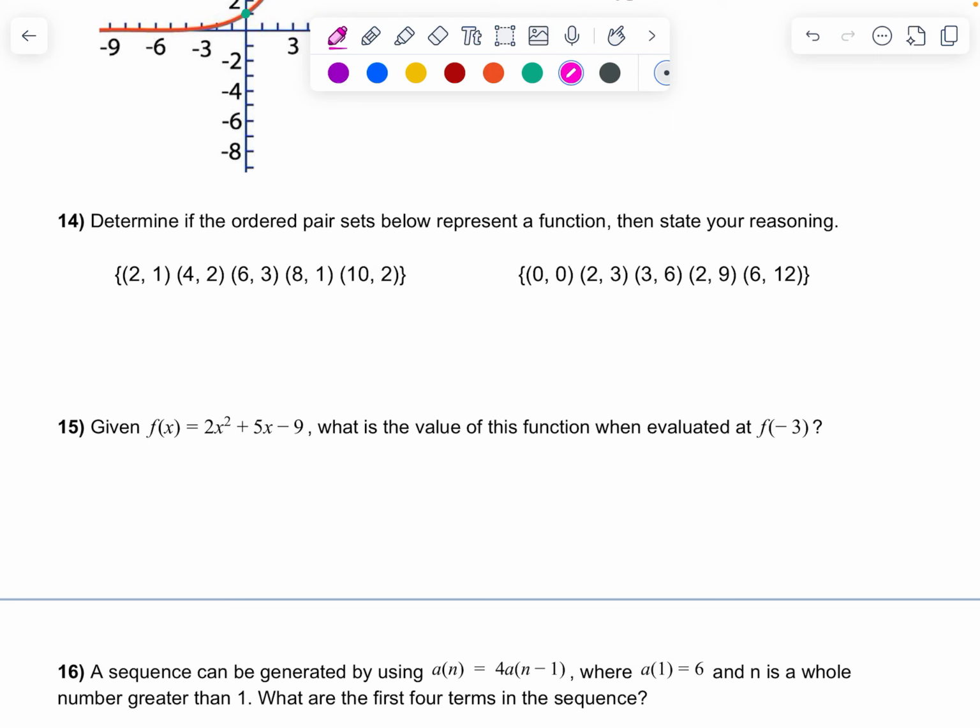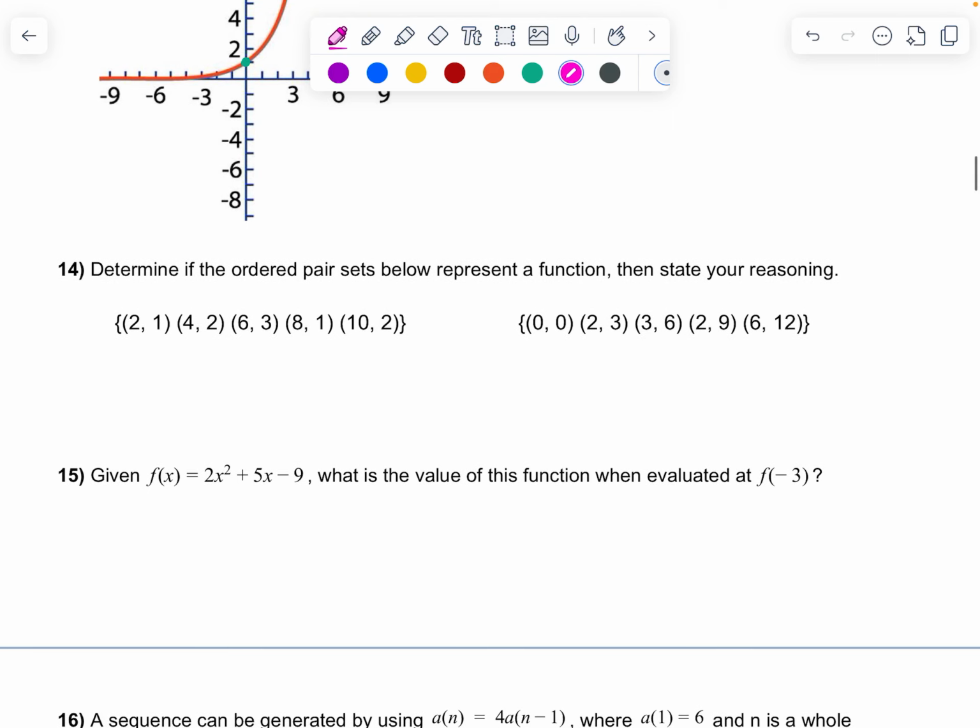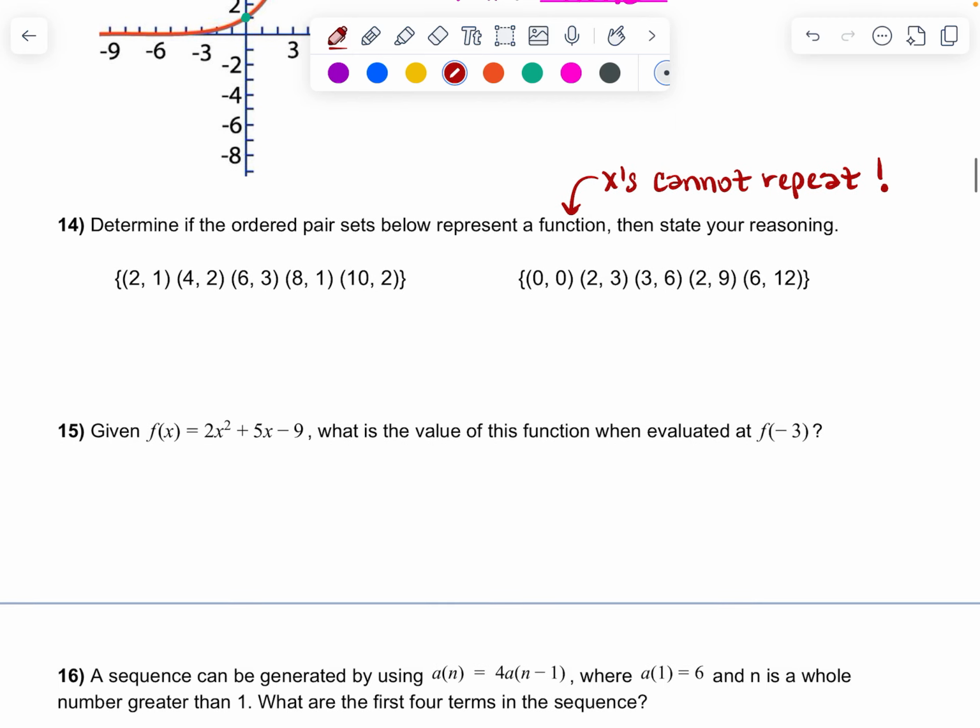All right, number 14, determine if the ordered pair sets below represent a function. All right, so remember functions, just really quick, the x's cannot repeat, right? Or else it fails the vertical line test, right? That's how we know if it's a function or not. X's cannot repeat for it to be a function. Okay, so basically that's what I'm going to do on these points.